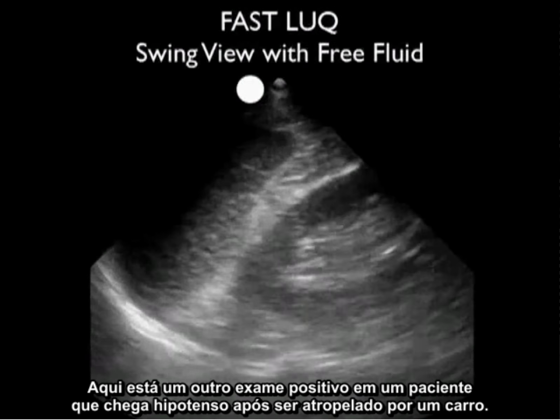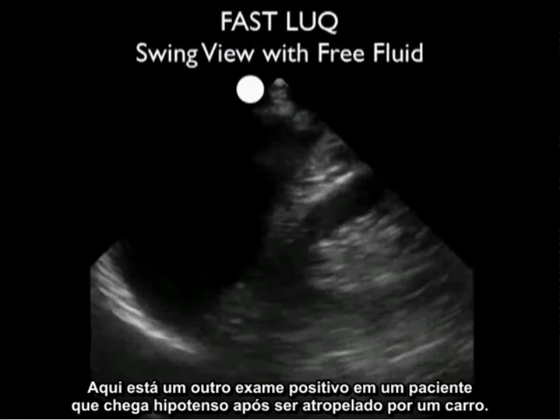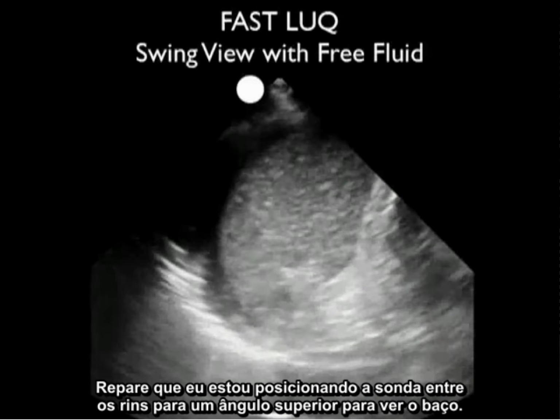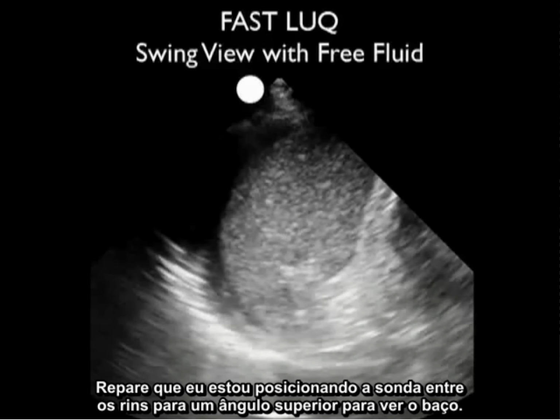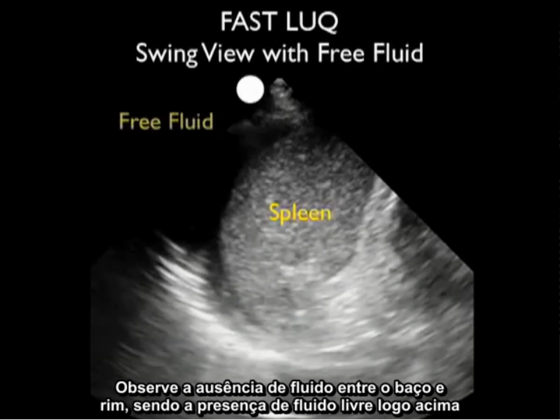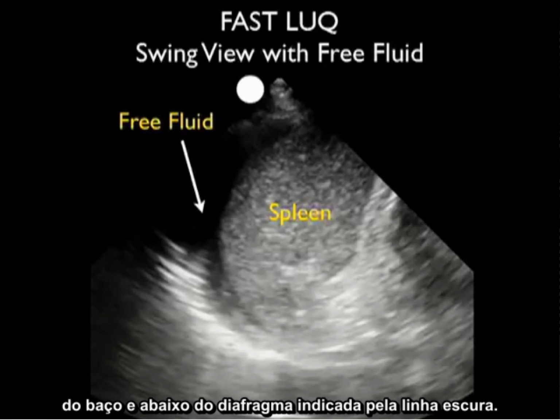Here's another positive examination in a patient who comes in hypotensive after being hit by a car. Notice I'm swinging the probe between the kidney up superiorly to look at the spleen. Notice the absence of fluid in between the spleen and the kidney, but the presence of free fluid right above the spleen and below the diaphragm is indicated by that dark stripe.